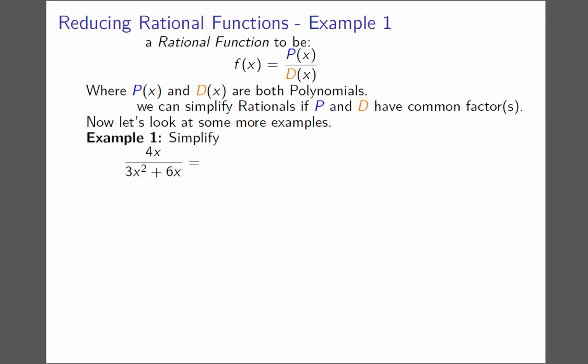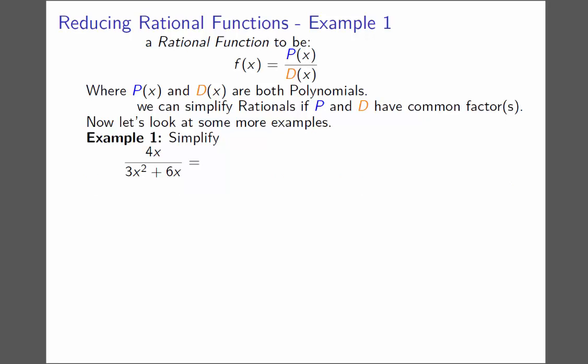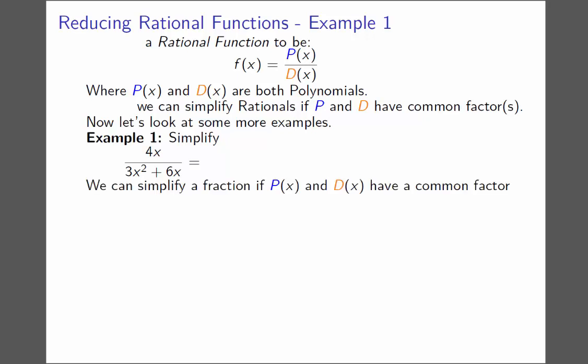First, let's simplify 4x over 3x squared plus 6x. Remember, we can only simplify a fraction if p of x and d of x have a common factor.